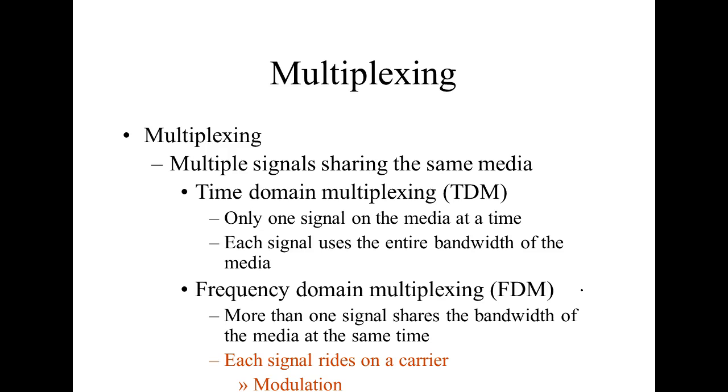We have two types. We have what we call time domain multiplexing. One signal on the media at a time. Each signal uses the entire bandwidth of the media. What's bandwidth? You hear that term all the time, but you don't know what it means, right?